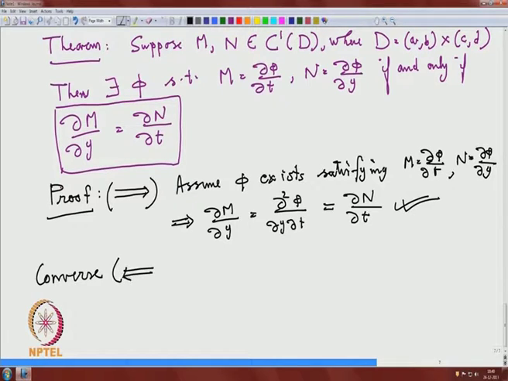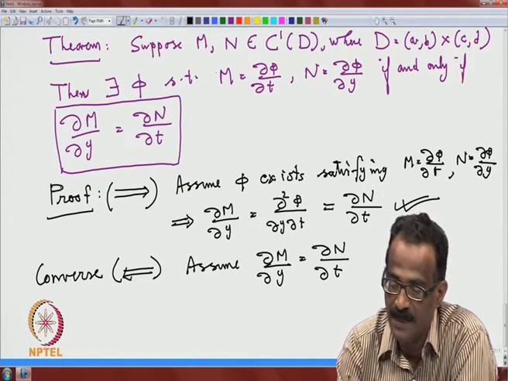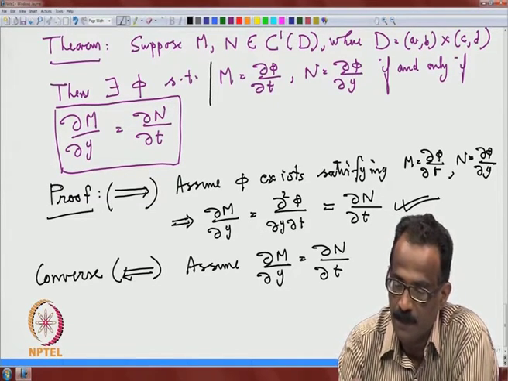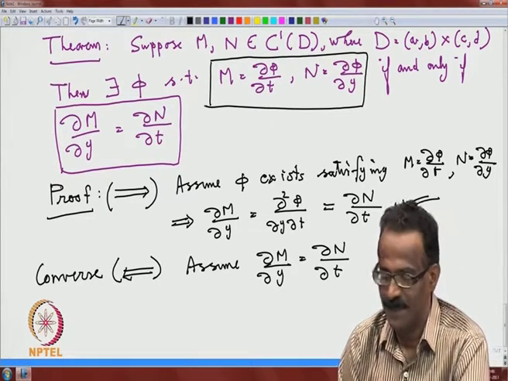So, you want to prove this one. Assume dm/dy equal to dn/dt. Now, what do we have to prove? We have to prove the existence of phi satisfying these two conditions. We want to find the existence of phi satisfying these conditions.